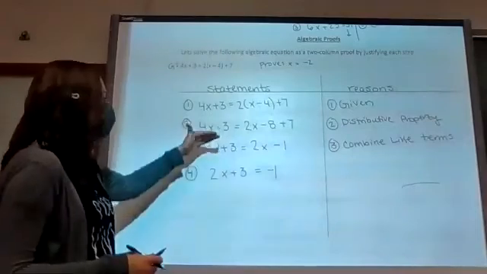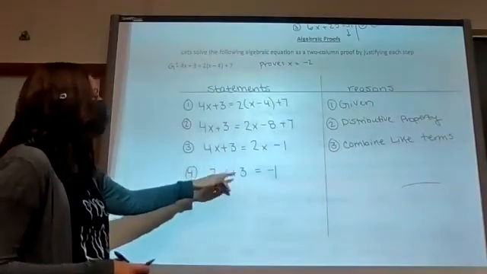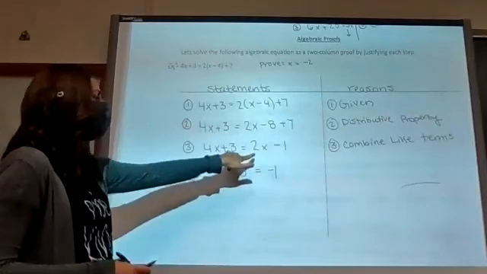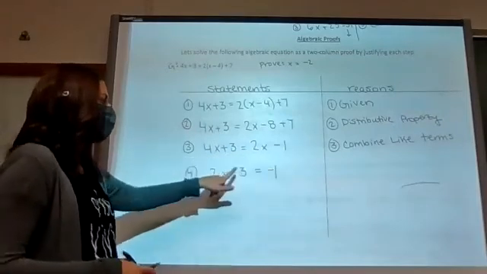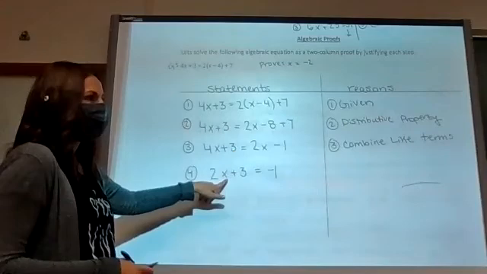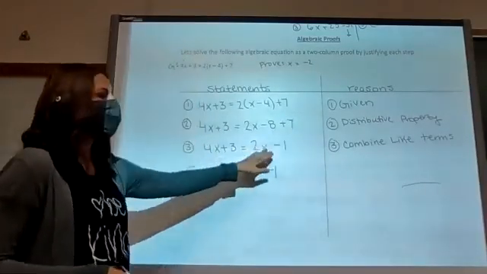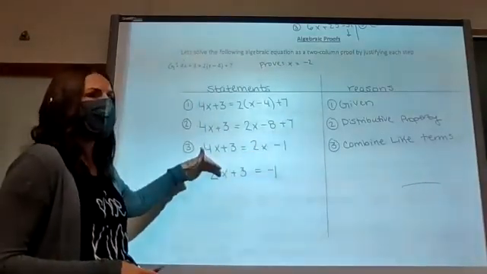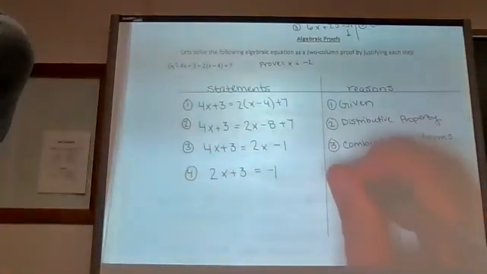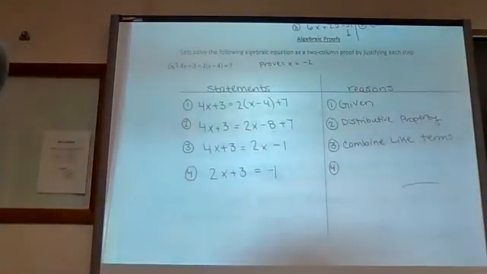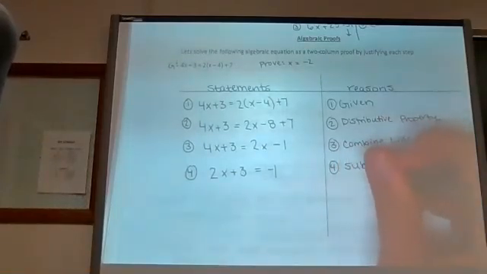What did I do from here to here? I subtracted the 2x from both sides. My reason that I can state this is the subtraction property from up above, which tells me that if I have an equation, I can subtract the same amount from both sides. Okay, so I'm just going to write subtraction. Technically, it's the subtraction property of equality. We don't need that. We're just going to write subtraction.